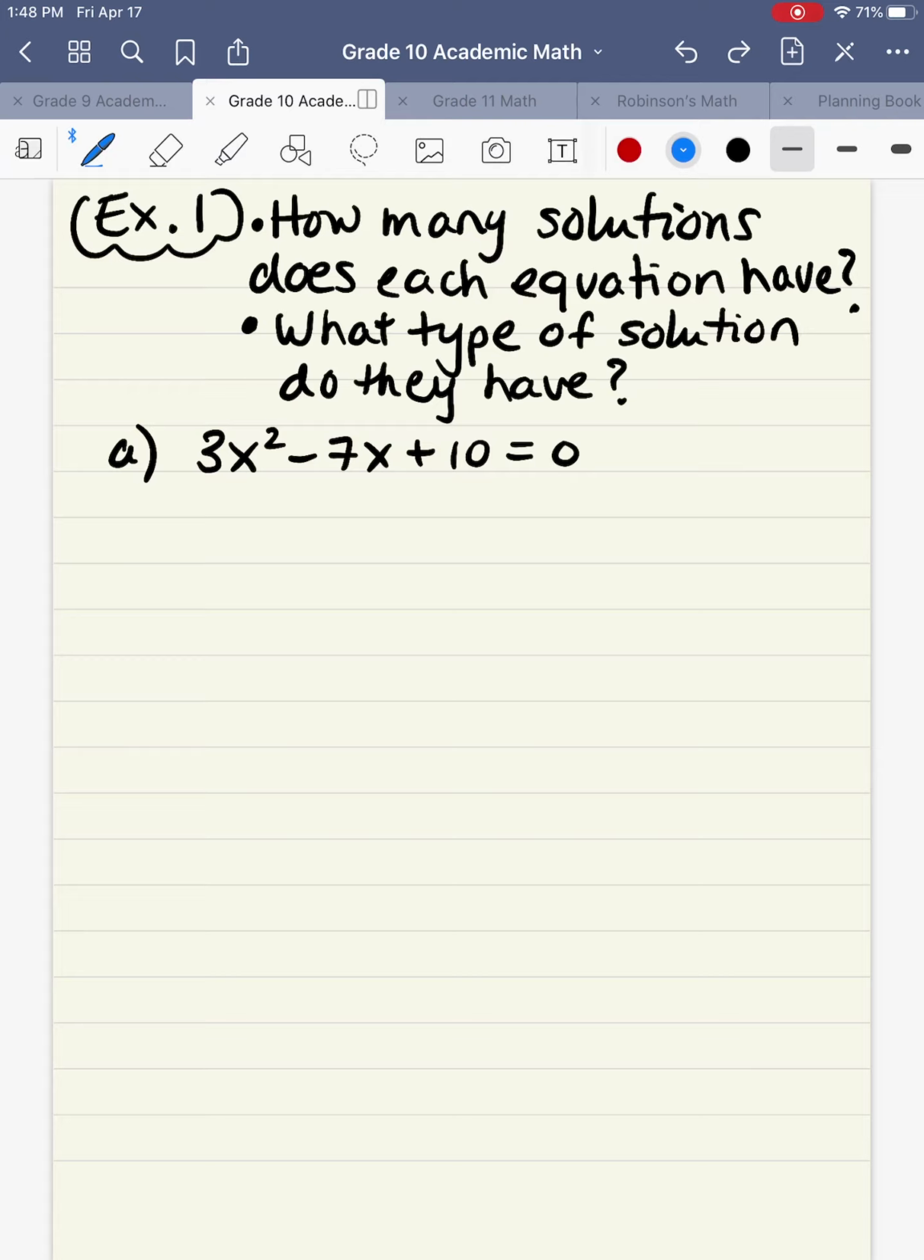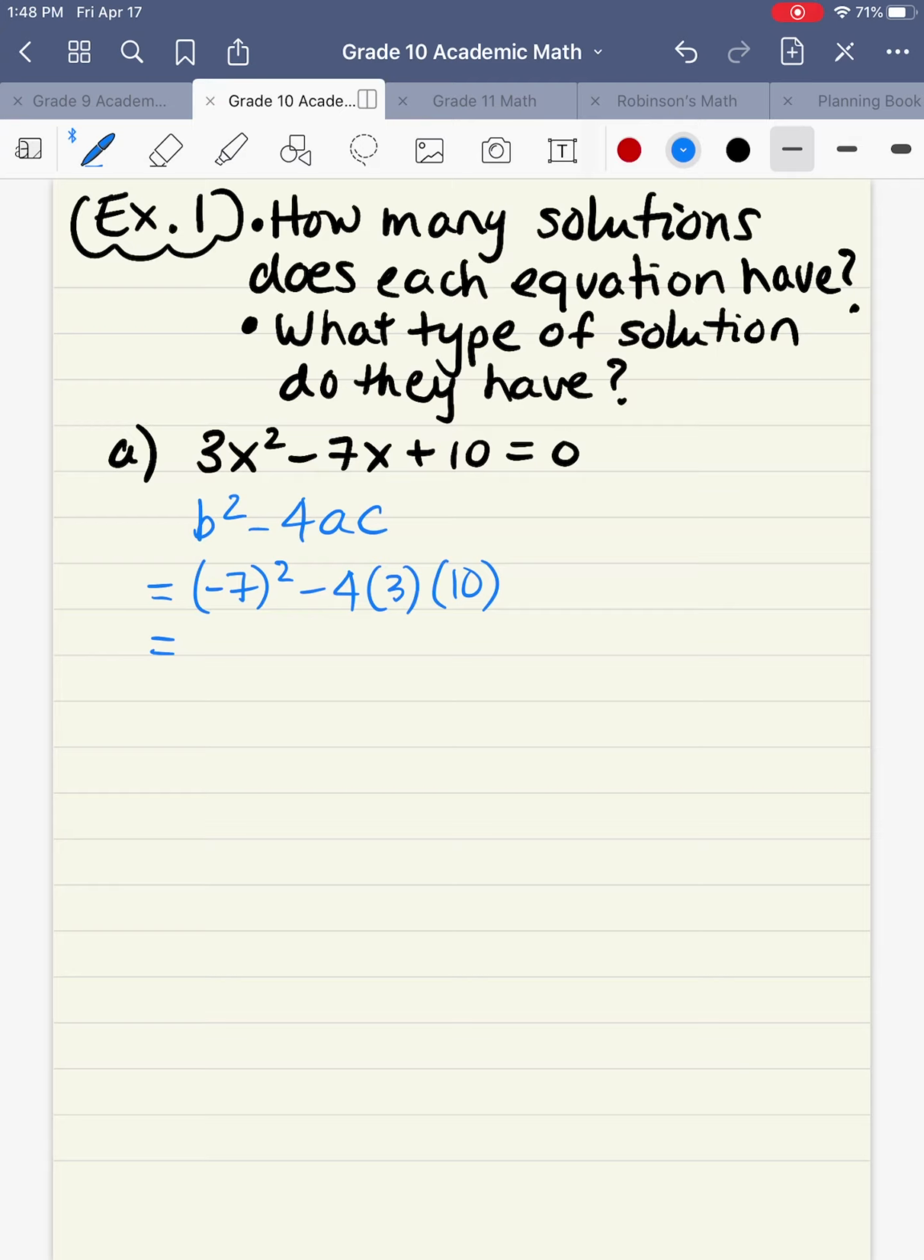Our first example for working with the discriminant is going to have 3 different components. For each, we're going to be determining how many solutions each equation has and what type of solutions they have. So our first equation is 3x squared minus 7x plus 10 is equal to 0. The discriminant is b squared minus 4 times a times c. So we are going to substitute in negative 7 for b, 3 for a, and 10 for c, and then we're going to evaluate.